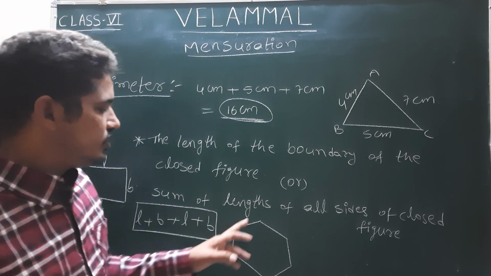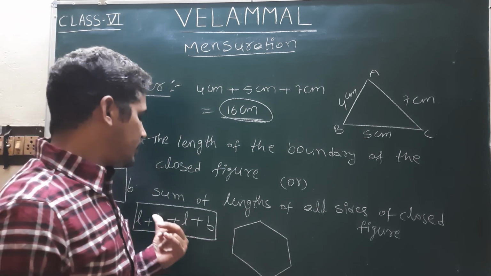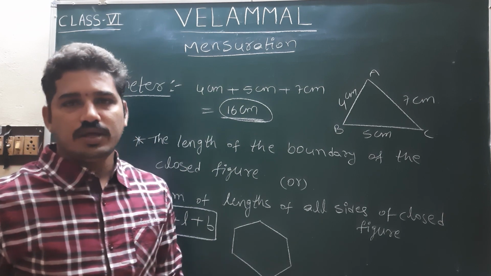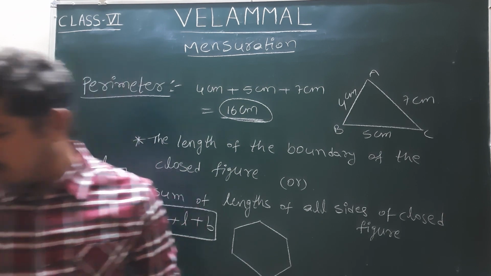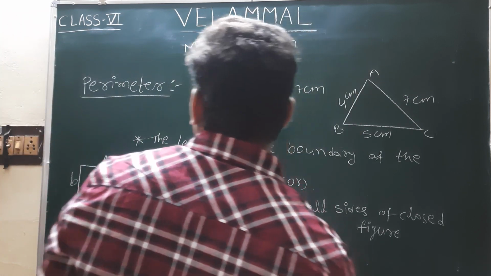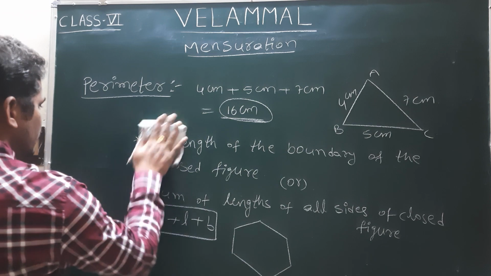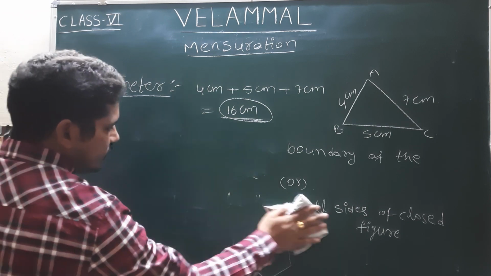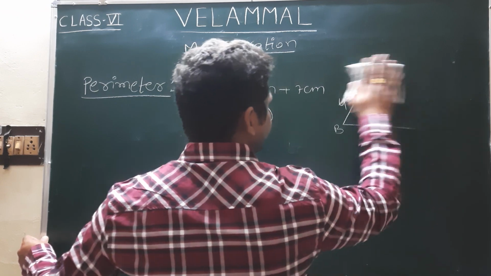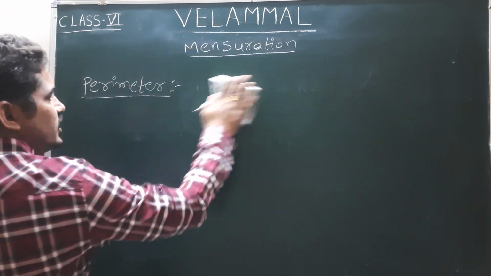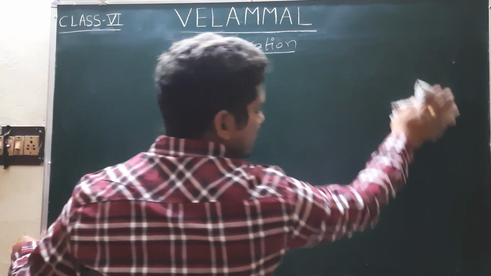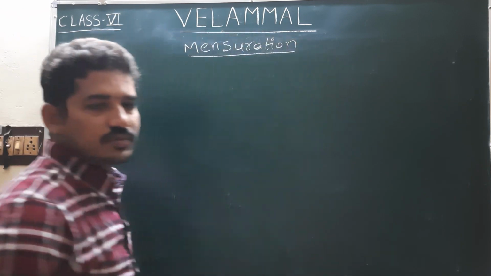Okay. If we take different figures, then we will have different formulas. After completing the perimeter, we will also discuss area, and after that we will see the different types of formulas. Whenever we say perimeter, we need to add all the side lengths of the figure.